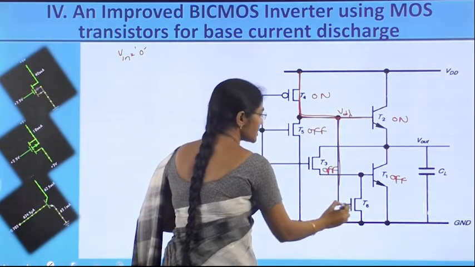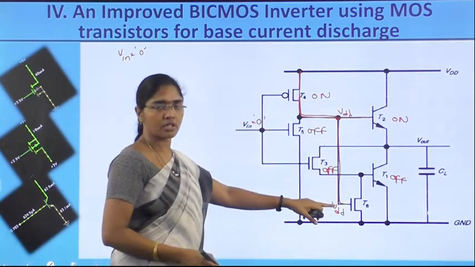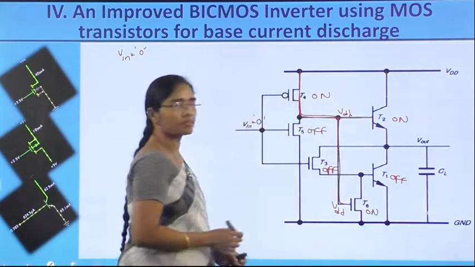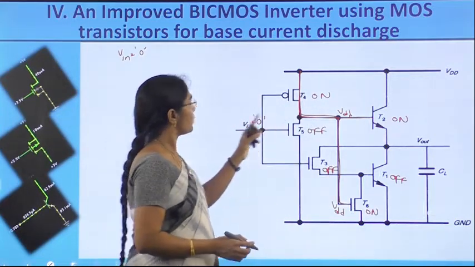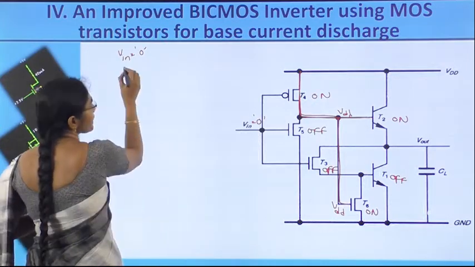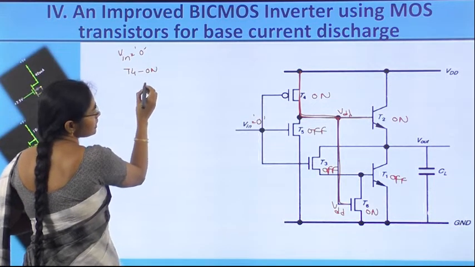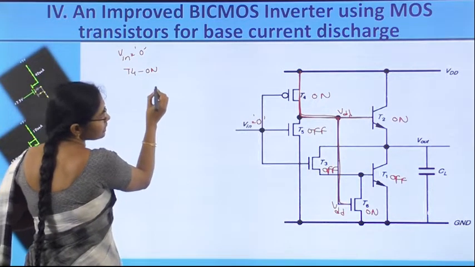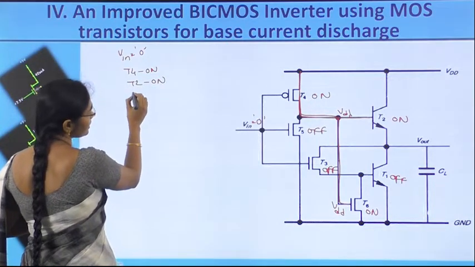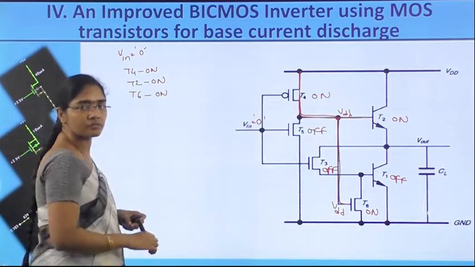That VDD is connected to the T6 transistor base gate. Therefore T6 transistor is on. So when Vn is equal to 0, the transistors T4 on, and T2 transistor is on and T6 transistor is on.